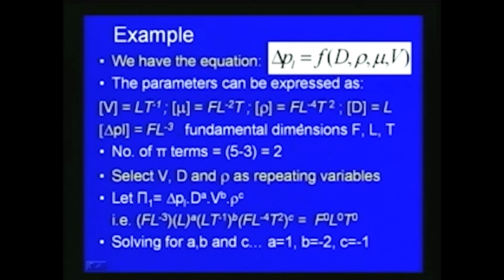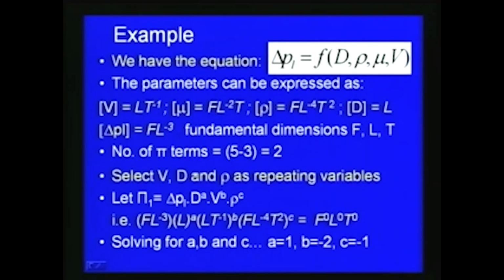Here the fundamental dimensions are f, L, and t: force, length, and time. So, you can see that we have got 5 variables including the pressure drop, and we have got 3 fundamental dimensions. So, n is equal to 3, m is equal to 5. So, we can form 2 pi terms, since 5 minus 3 is equal to 2.